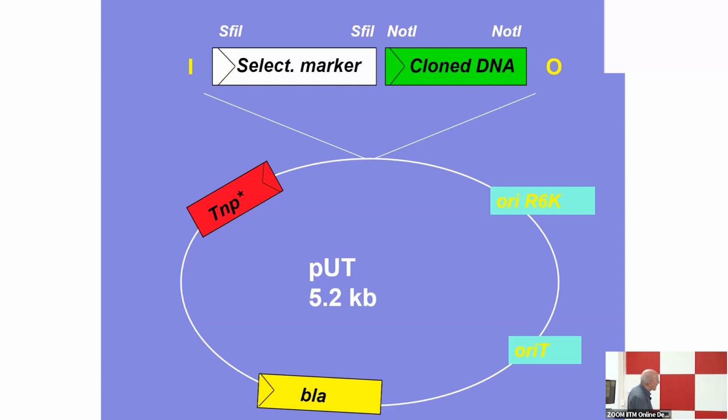Well, what we did, or can be done, is that you construct a plasmid where you have an ORI R6K, that means conditional replication. It has an ORI-T, that means that it can be mobilized conjugatively to a recipient, and you have there an antibiotic resistance outside the transposon. And then you have this mini transposon that has a selection marker where you have put some cloned DNA, and then outside of this segment of DNA, you have the gene for the transposase, okay?